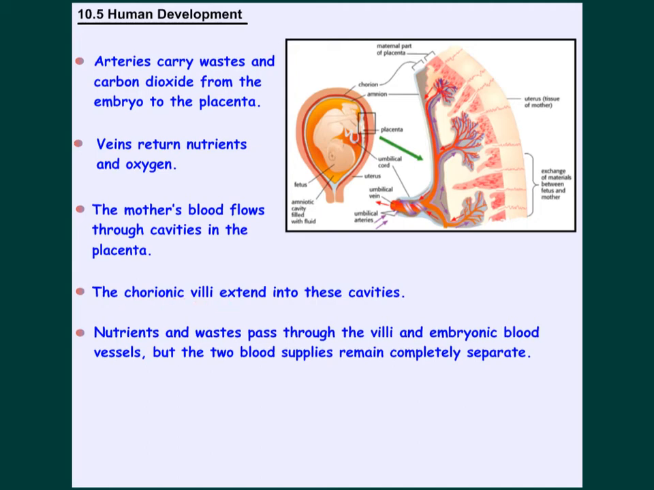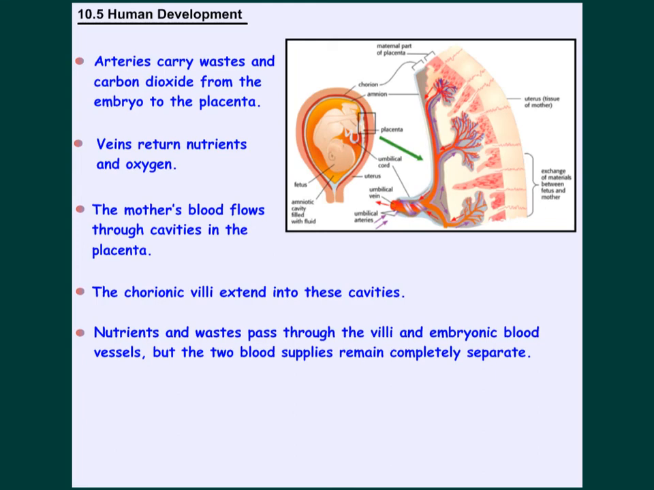The chorionic villi is going to be responsible for extending into these cavities. If we were to put a location for that chorionic villi, it would essentially be right in here. As I said before, nutrients and waste will pass through the villi and embryonic blood vessels, but the two blood supplies remain constantly separate. You can notice here that the umbilical arteries are coming in, and then we have the veins wrapped around, and that will be going back out. You can see in these purple lines here. That's going to go back into those cavities and essentially go back into the mother's bloodstream, and that will hopefully be a vein, because that vein in the mother would then take it back up to the lungs to get reoxygenated.